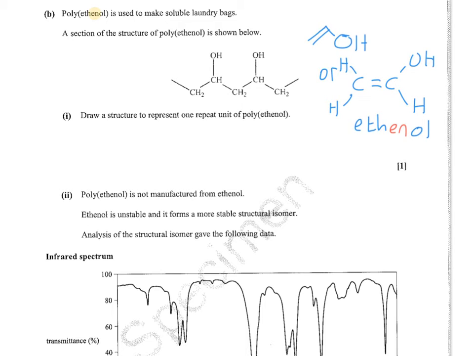So one repeat unit of polyethanol, what you would do is take the carbon-carbon double bond and make it into a carbon-carbon single bond, because obviously you have many of them joining up like that. You leave the trailing bonds on the left and the right, and if you look carefully at where the OH group is coming off, that's your carbon chain, that's another carbon chain, etc. It's coming off there, so we need to make sure that we draw it there, like so.